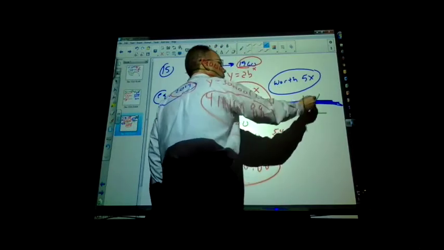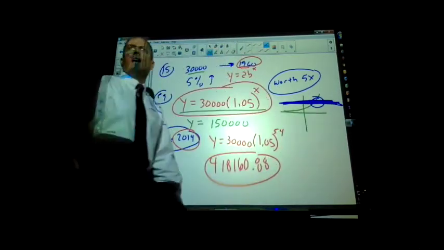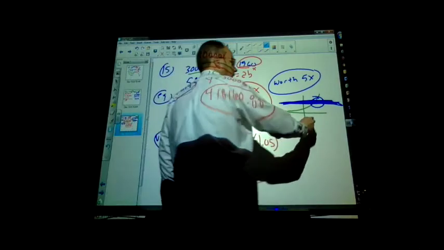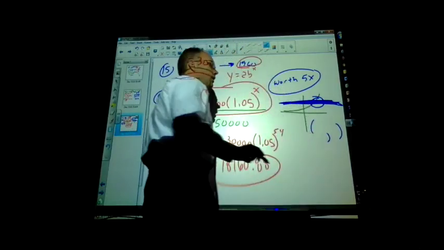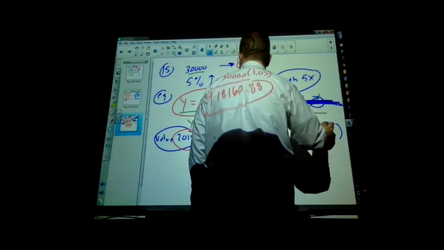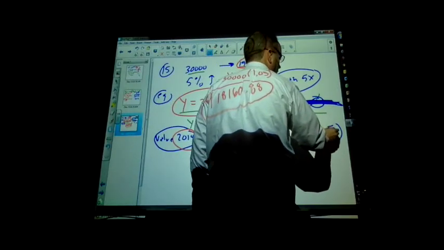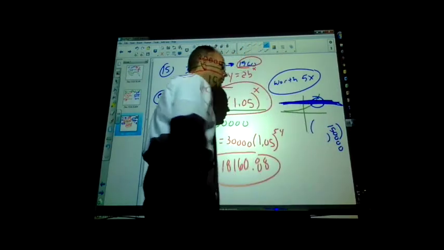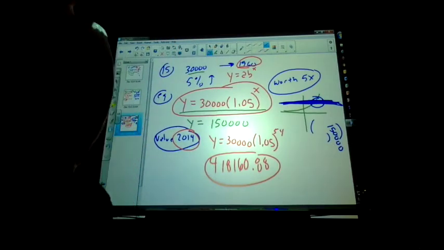That's the other line. What I want to do is find where they intersect. Where you find where they intersect, that's going to give you an x comma y value. I will tell you the y value at that intersection is going to be 150,000. What's the x component going to be?